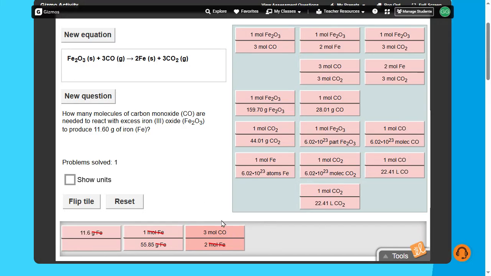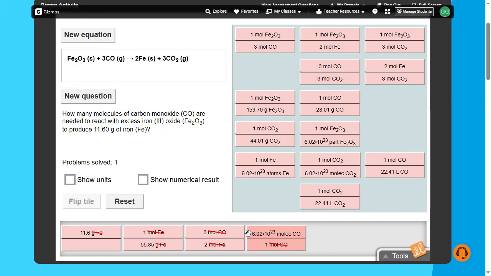However, we don't want moles of carbon monoxide, we want molecules. So we now need to convert moles of carbon monoxide into molecules, and we need to drag in this tile. But now the moles of carbon monoxide are both on top. They do not cancel out. So we need to flip the last tile and see that all the units that we do not want have been canceled out, leaving us with only the units that we want, which is molecules of carbon monoxide.